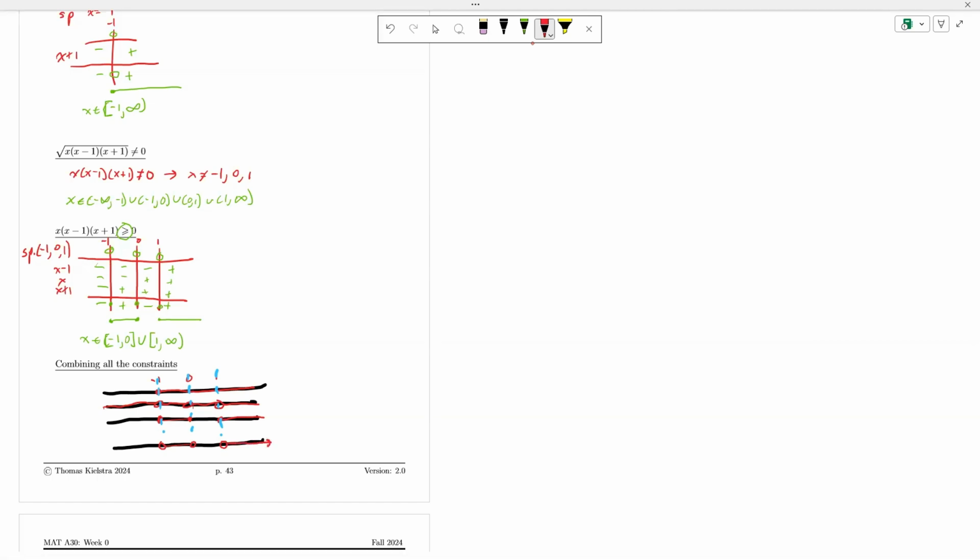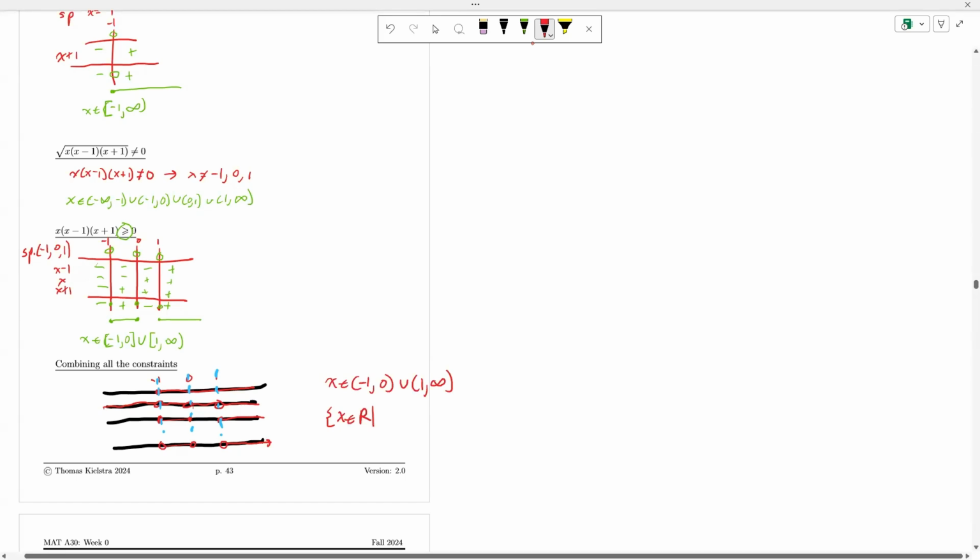And now I simply write out this resulting line, which is x is in the interval minus 1 to 0, non-inclusive, union with 1 to infinity. And this is my domain. And the domain can also be written in set builder notation as x is an element of the real numbers, such that minus 1 is less than x, which is less than 0, or x is greater than or equal to 1.